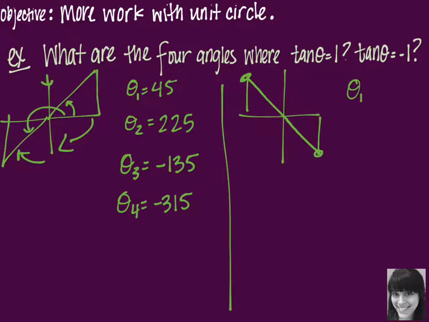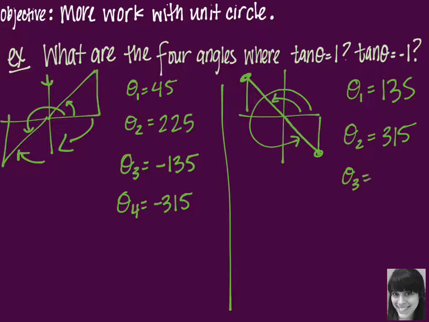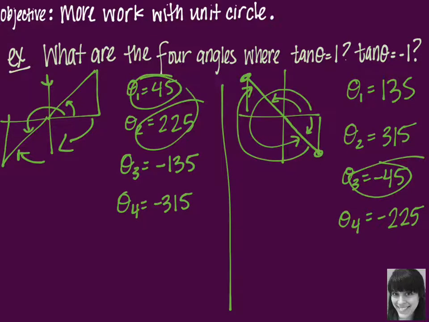So our first theta is going to be here, and that's going to be positive 135. Our second theta is going to come around, and it's going to be 315. The third theta, start from the negative side, you get negative 45. And then the fourth theta is going to be negative 225. Comes around this way. Okay, so I just wanted to show you how they kind of play off of each other. Notice 45, 135, 225, so on and so forth. Yeah, okay, so another example.